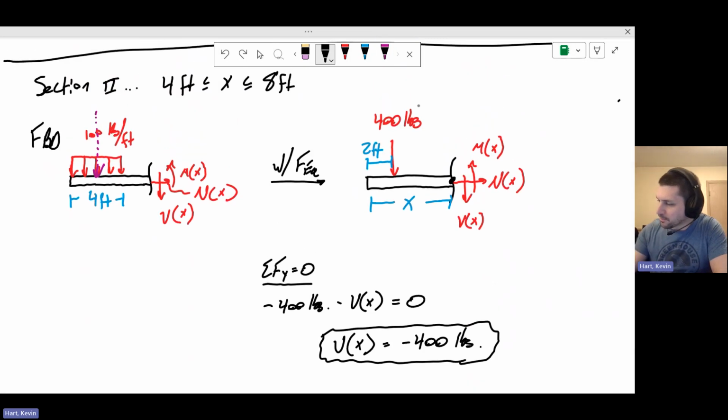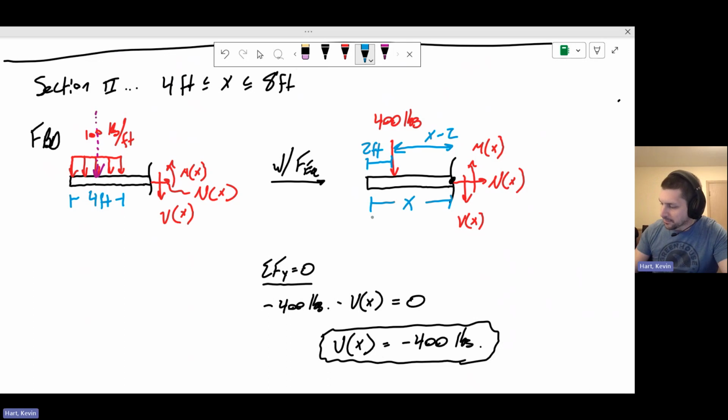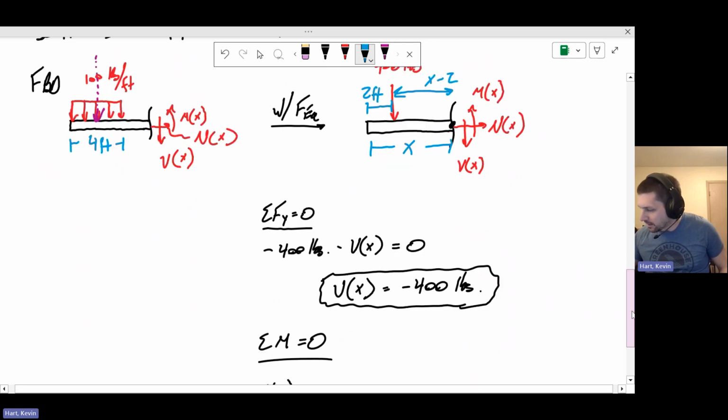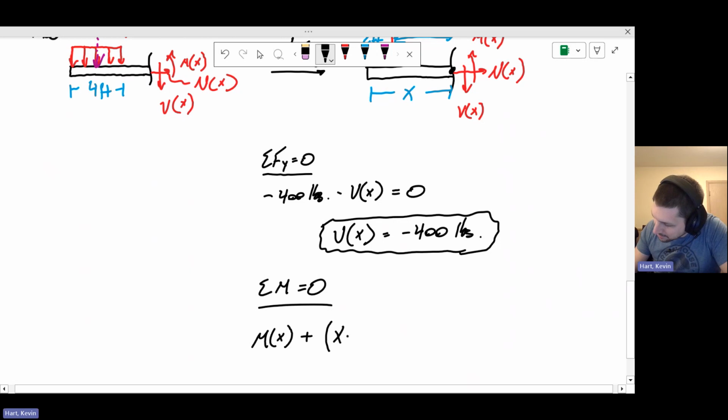The only thing that could possibly contribute to the moment that we haven't considered already is this 400 pounds. And this 400 pounds acts a distance away from the cut, which actually looks like x minus 2 feet. So make sure that you're using the moment arm correctly. I'll be clear here that this is x minus 2 feet, since I know that my cut happened at a distance of x, and the equivalent point load happens 2 feet from the left-hand side of the beam. So let's sum our moments, and the contribution of that 400 pounds is going to be plus the moment arm x minus 2 feet times 400 pounds.